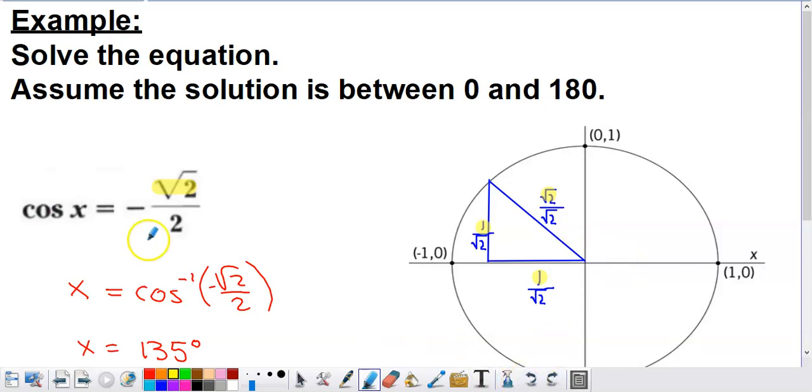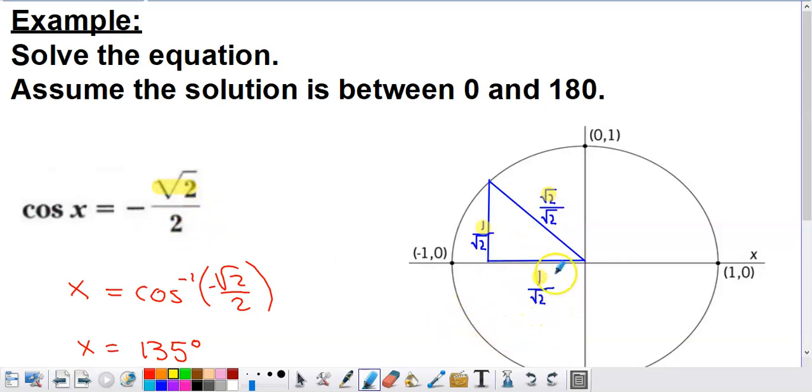I need my x-coordinate to be negative, right? So let's think about this. What is the relationship between this fraction that we see here and these other sides? Because right now, the one thing that seems like it's missing is the fact that I don't have this fraction, square root of 2 over 2, as any of the sides of this triangle.